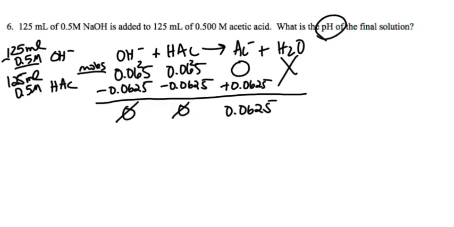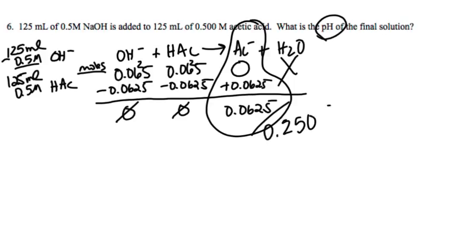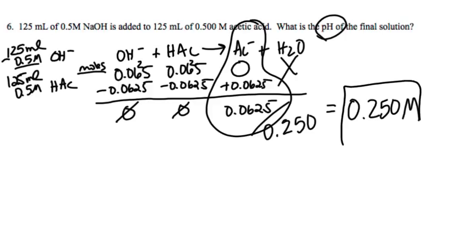So what kind of problem do we have here? Salt hydrolysis problem. This is now all we have left over. So now you treat this like a salt hydrolysis problem. We add it to water in a rice table. But to put this into a rice table, we have to be in molarity, right? So what's our total volume? 0.250. That's the molarity of what we're putting, that AC minus, into the actual rice table.